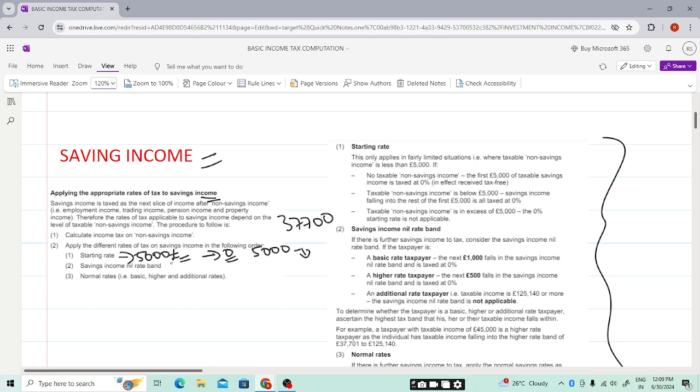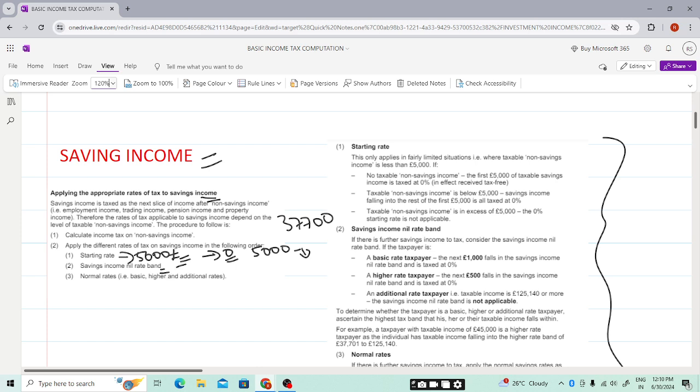If the special rule is not available, we will move to the savings income nil rate band. What was the savings nil rate band? 1,000 pounds for a basic rate taxpayer, 500 pounds for a higher rate taxpayer, and 0 for an additional rate taxpayer. How will we determine which type of taxpayer he is? By seeing whether the total taxable income falls within the limit of 37,700 or above 125,140. If between 37,700 and 125,140, he is a higher rate taxpayer. If within the limit of 37,700, he is a basic rate taxpayer.